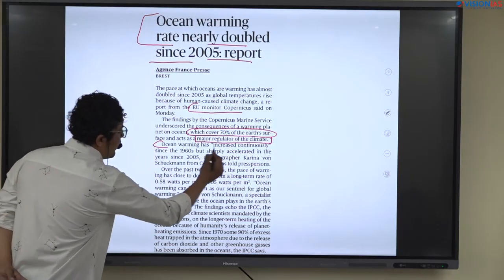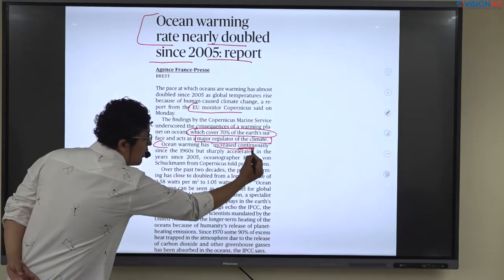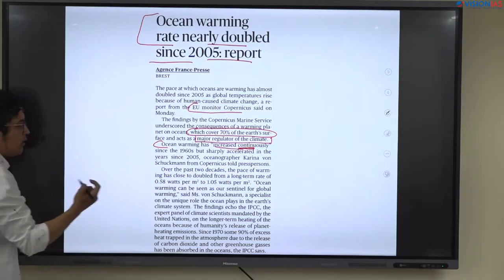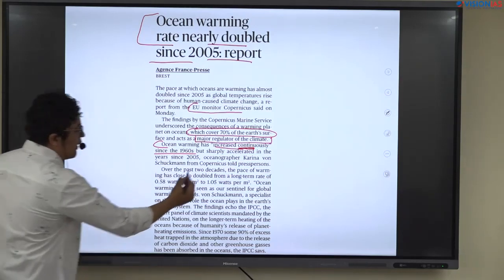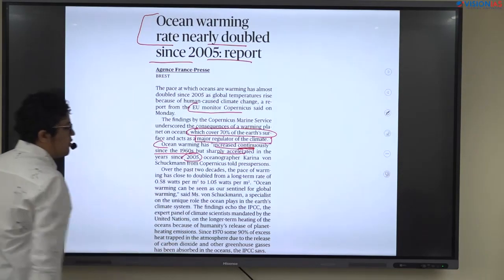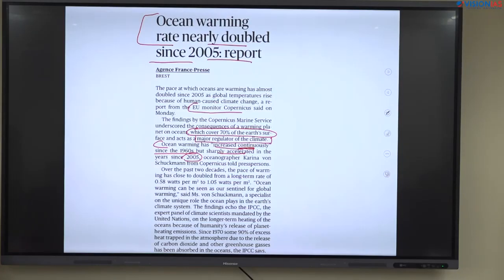Ocean warming has increased continuously, never came down, continuously since 1960. That our oceans are becoming warm is happening since 1960, but accelerated since 2005. This warming has reached an alarming level in the last 20 years. So that is not a theoretical thing you are studying, it is a real event. That oceans are becoming warm is not bookish knowledge. This is happening for real. Our oceans all over the world are becoming warm.